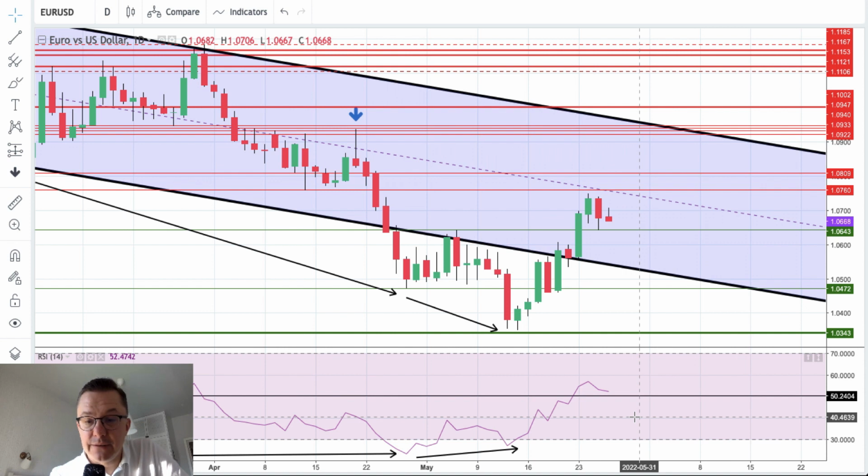So the US dollar, very interesting situation, locked between two levels: technical support and technical resistance. Which one will be taken out first? That will determine the next move on the euro to the dollar.